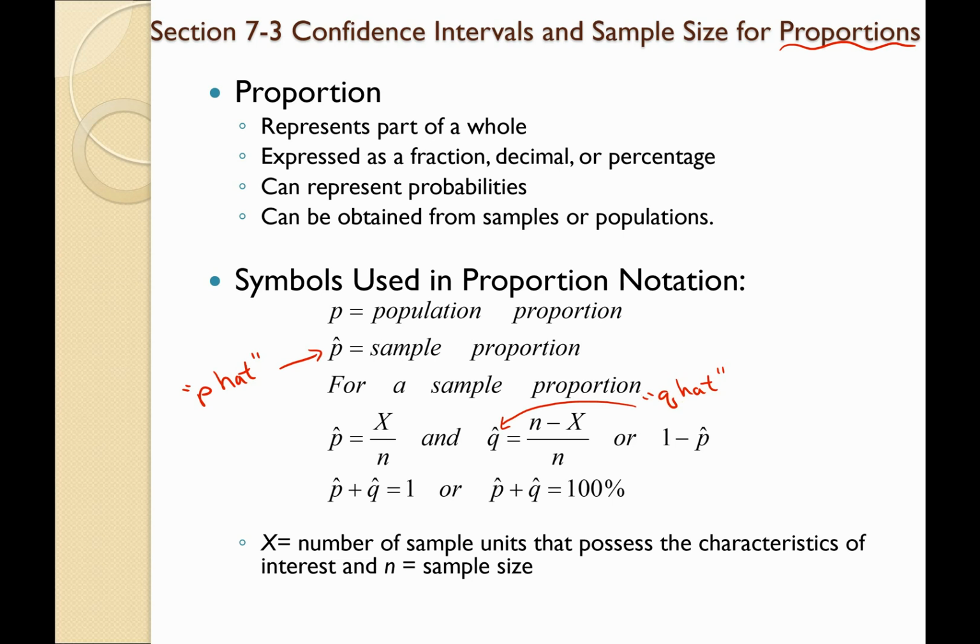To find p hat and q hat, we found those types of proportions before. We're probably a little more used to looking at them as when we found probabilities. Your capital X is the number of items in your sample that have whatever characteristic we're interested in. And then the n in the denominator is your sample size. So it's just like when we found our classical and empirical probabilities. How many successes did we have? So how many items have the characteristic we're interested in out of the total number of items? That's what we're looking at there.